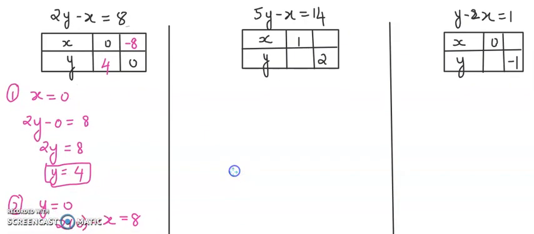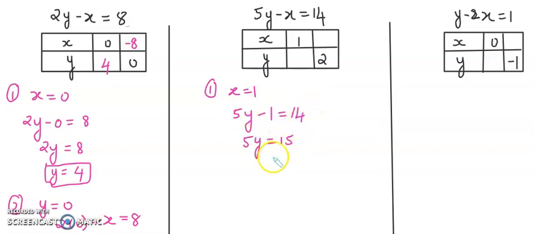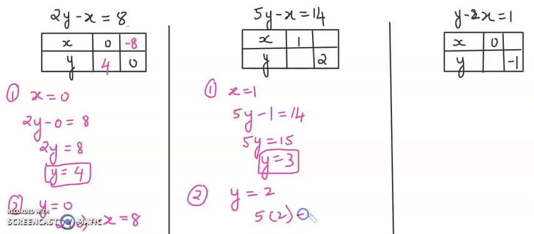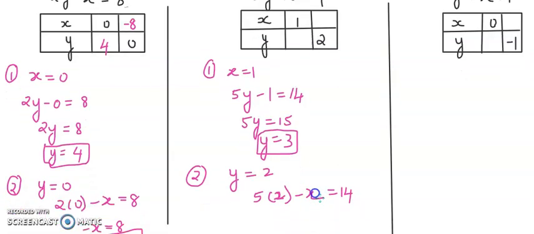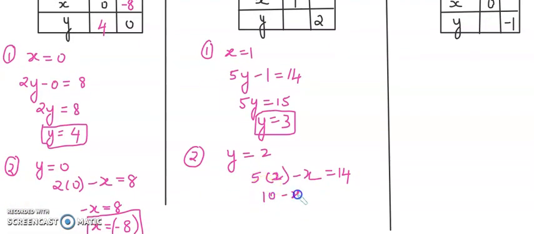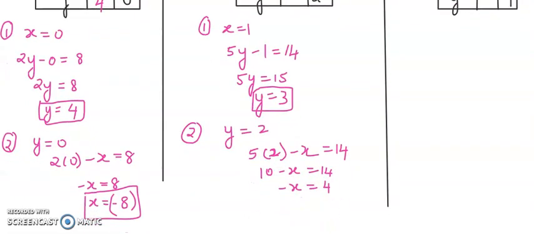The second graph says 5y minus x is equal to 14. I've already taken the point x equals 1. So 5y minus 1 is equal to 14. So 5y is equal to 15, because the 1 goes on the other side. So y is equal to 3. The next one, if I plug in y equals 2: 5 times 2 minus x is equal to 14. In place of y, I put 2. So 5 times 2 is 10, minus x is equal to 14. So minus x is equal to 4, because 14 minus 10. So x is equal to minus 4.